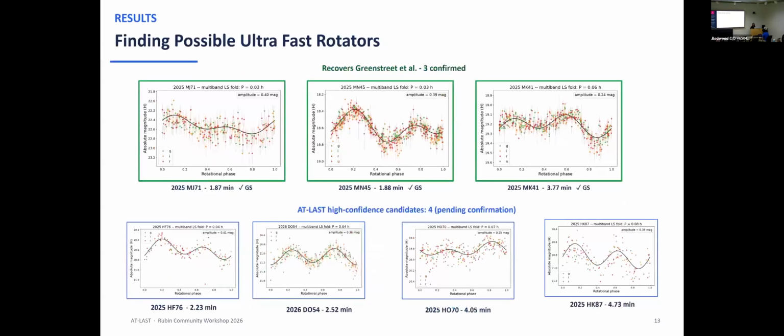I also took a look at ultra-fast rotators. So the Greenstreet et al. paper had found 3 of them, and all 3 of them I was able to recover using my model. And in addition, I found a few extra ones in both the DP2 data as well as the first look, which are still pending confirmation.